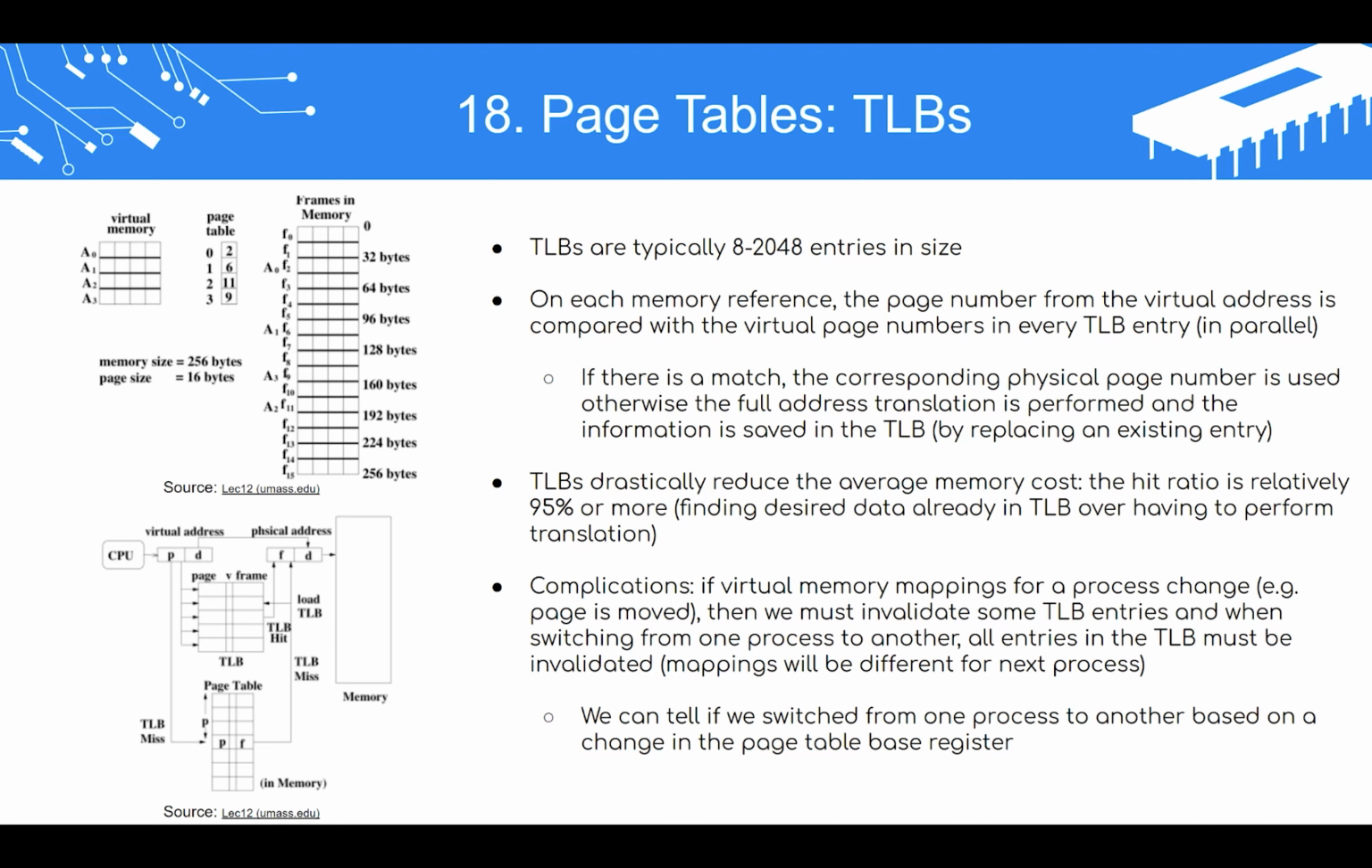The only downside of the TLB is that if a process moves, its virtual mapping changes and we must invalidate some TLB entries. And if we switch from one process to another, then we have to invalidate all the entries. And we can tell this when the page table register changes.